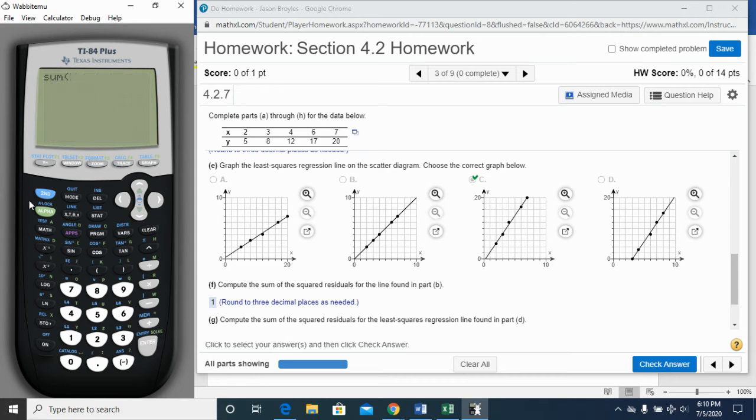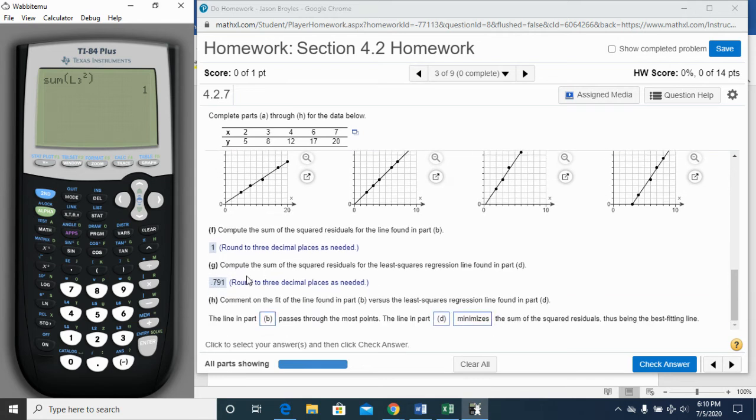So I'm going to do the sum of the residuals, the numbers that I have in list 3, and I want to square them. So that's what this is saying here. Compute the sum of the squared residuals. That's exactly what I'm doing here. Close the parentheses and hit enter, and I get 1. So that's why I put this 1 in the answer here.